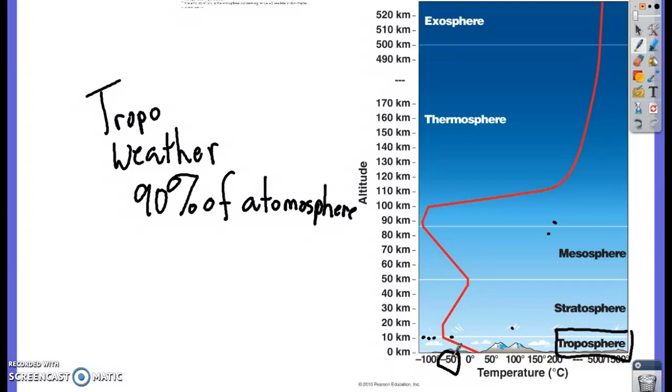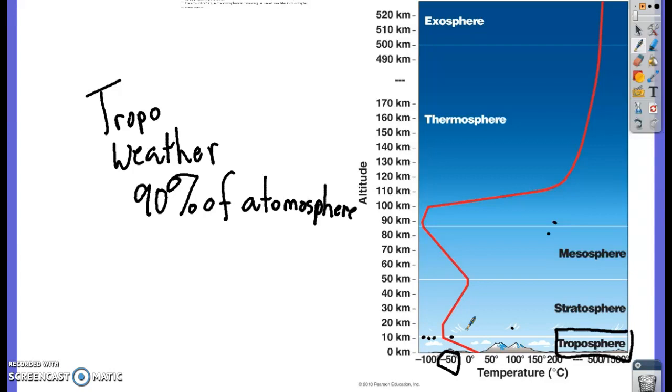Jets, for example, would fly at the top of the troposphere, especially if they need to get high enough to avoid bad weather. If they can't go around it, they might go above it, so jets would just get up into the top of the troposphere, and that's about as high as we regularly go if you're not on a space shuttle or something like that.